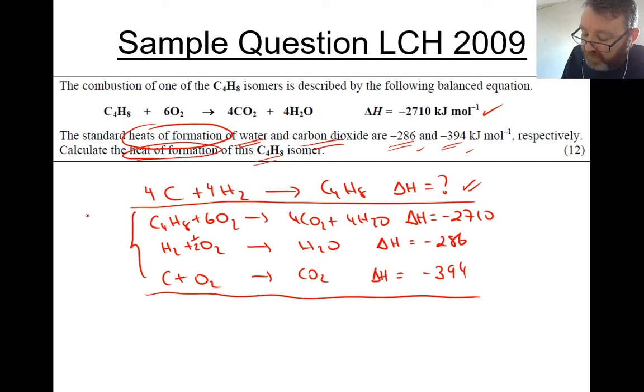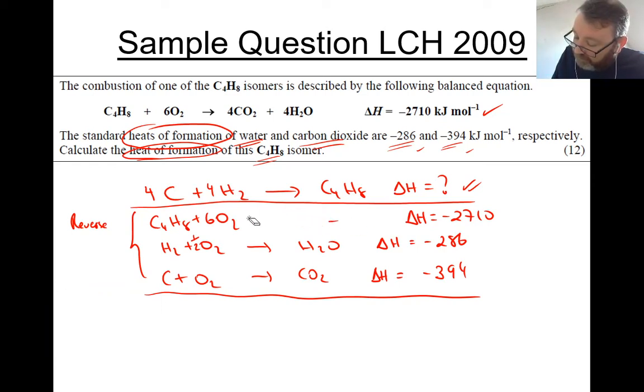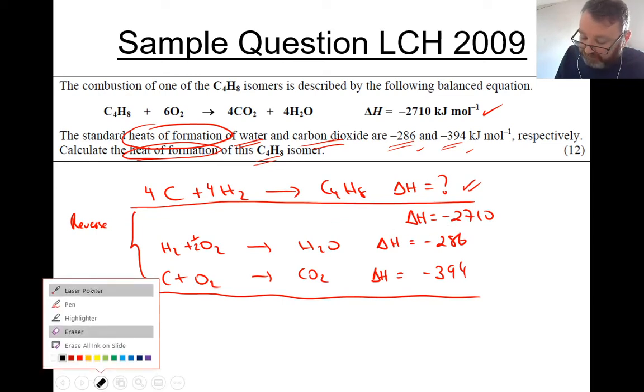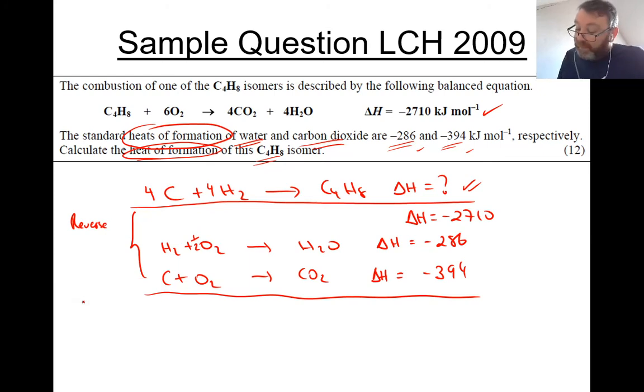So let me just write down there, reverse. Okay, so I'm going to reverse this, which means that you write it out backwards. So let me just do that for you quickly. So I'm going to erase the 4H2O and the CO2 and the 6O2 and that one there, and I'm going to reverse it. Okay, now just watch this carefully.